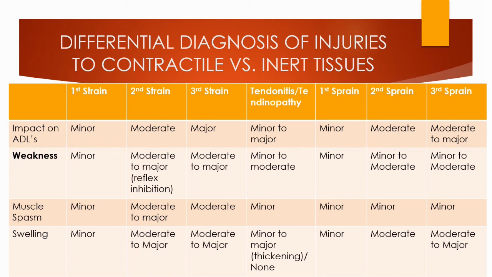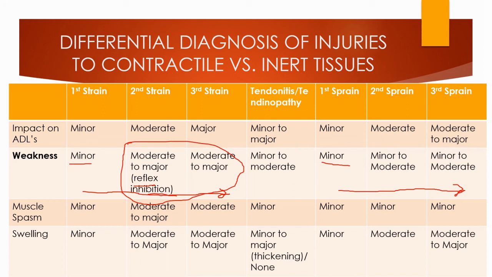With first degree strain and sprain injuries, we're going to see no or minimal strength deficit, but we're going to see increasing strength deficit with the second and third degree strain injuries and also the second and third degree sprain injuries. And in this case, weakness is generally due to reflex inhibition, as the examinee experiences pain due to loading the contractile and the non-contractile structures in and around the joint. They will experience weakness due to reflex inhibition.